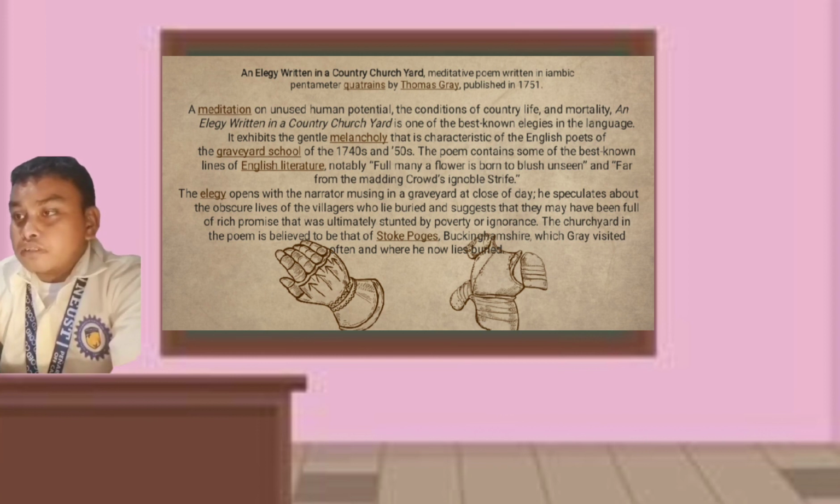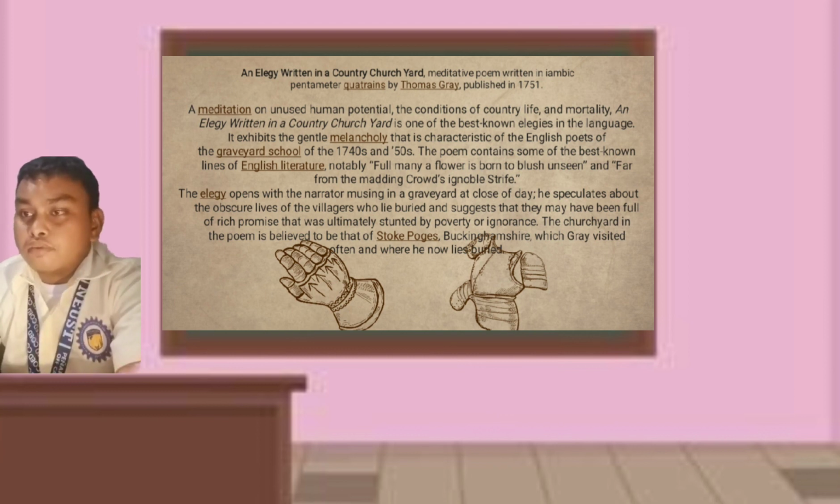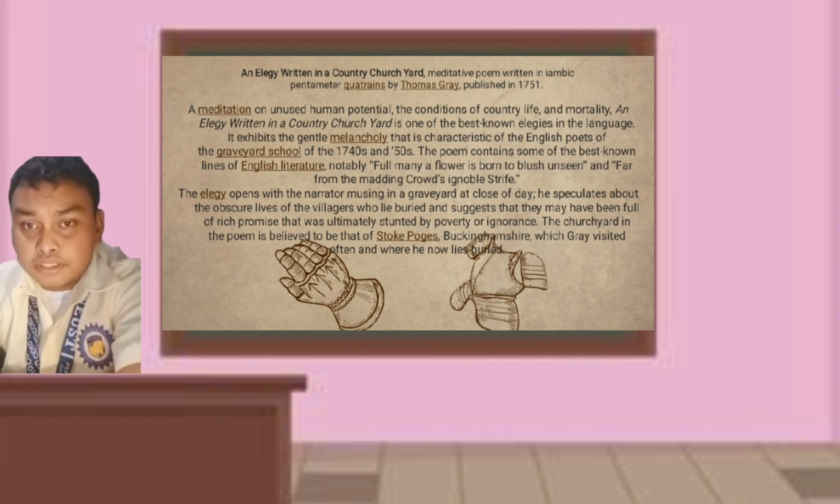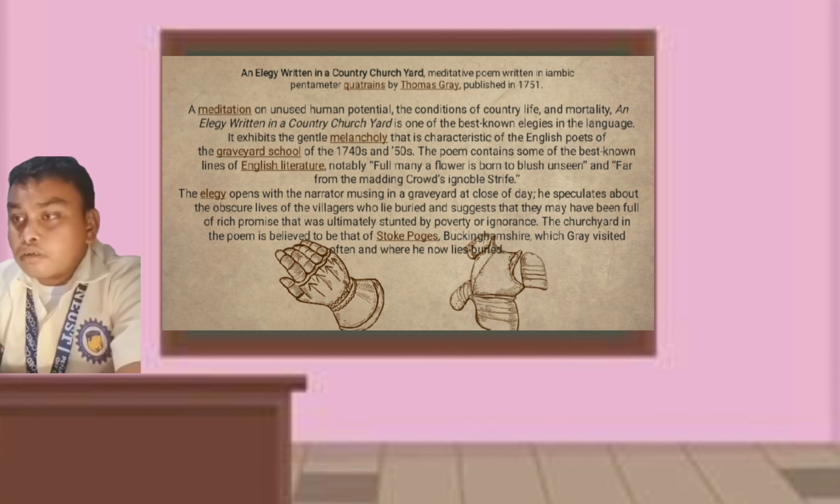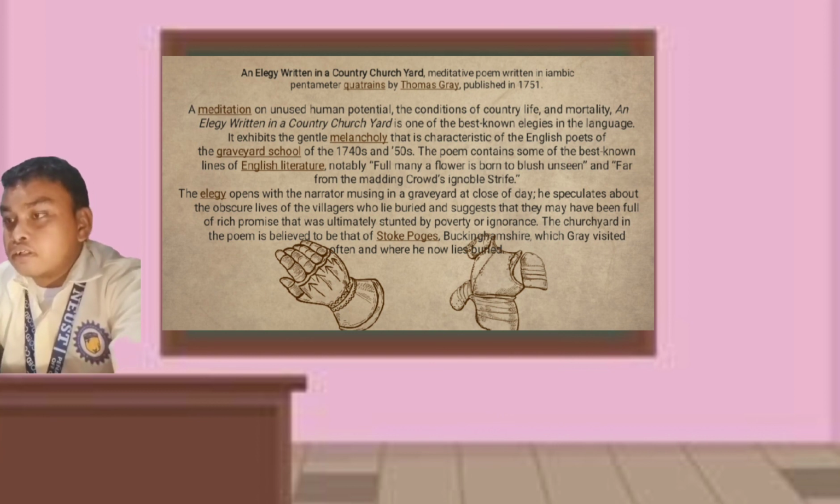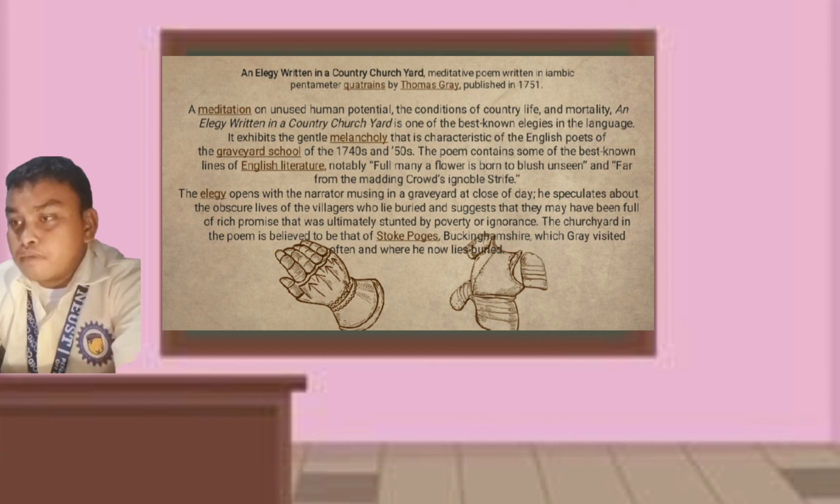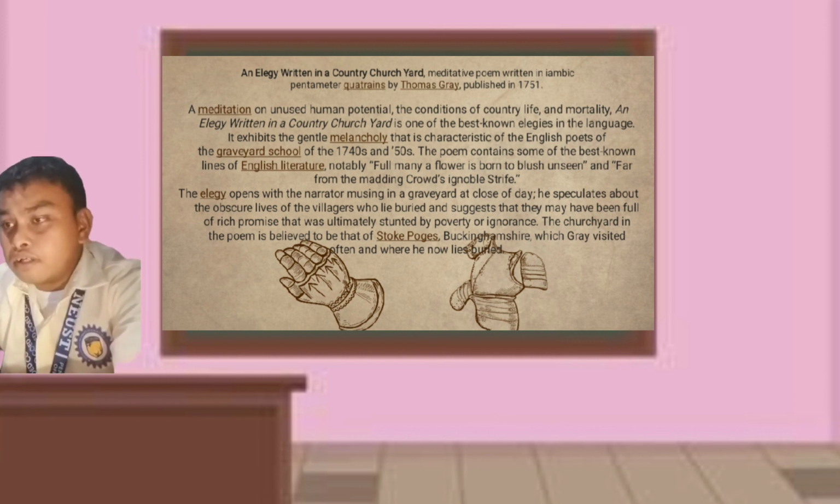The poem contains some of the best-known lines of English literature, notably "Full many a flower is born to blush unseen," and "Far from the madding crowd's ignoble strife." The elegy opens with the narrator musing in a graveyard at the close of the day. He speculates about the obscure lives of the villagers who lie buried, and suggests that they may have been full of rich promise that was ultimately stunted by poverty or ignorance. The churchyard in the poem is believed to be that of Stoke Poges, Buckinghamshire, which Gray visited often, and where he now lies buried.